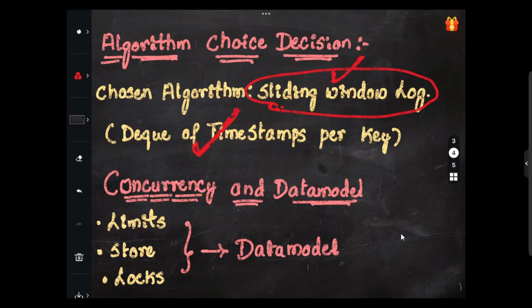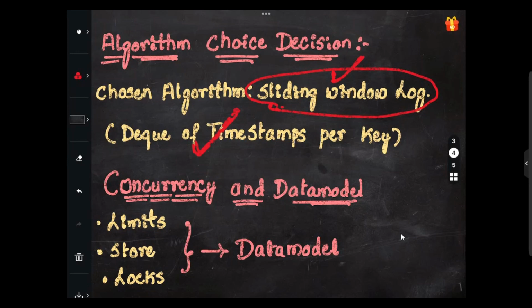The second one is we can go with a sliding window counter. This is approximate, in the sense that we can keep two buckets and then interpolate, right? So this will use less memory, with approximate correctness.